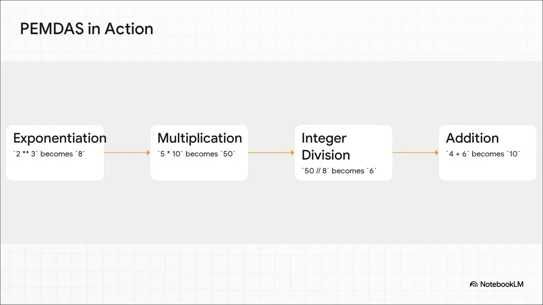So here's how Python breaks it down. It starts with the exponent, that 2 to the power of 3. Then it handles the multiplication and division. And only at the very end does it perform the addition. So the final result is 10. Getting this order down cold is so important for preventing those subtle logical errors.